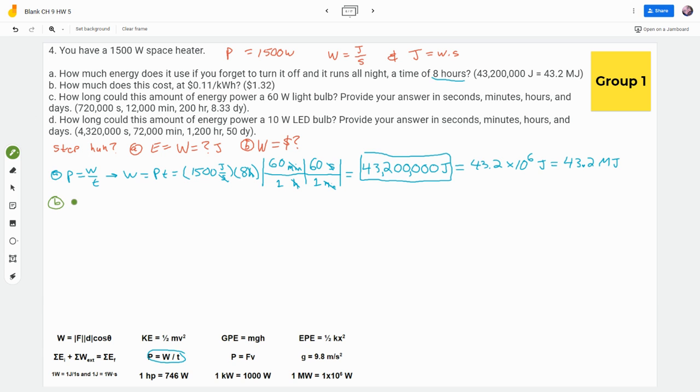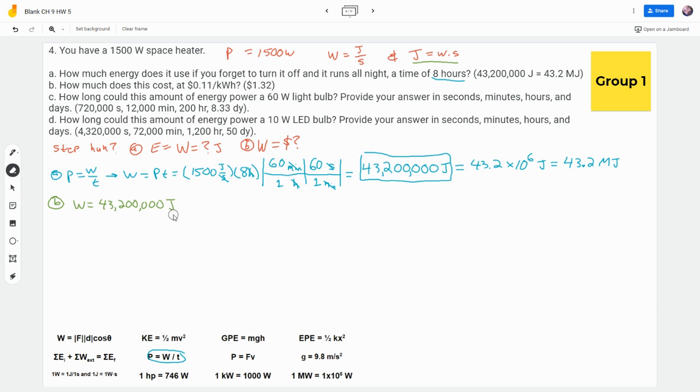So we actually already know what the work is. We know that the work is 43 million, I'll write it the long way, 43,200,000 joules. So that's true, but we have it in the wrong units because we have it in joules and we want it in units of money. So what are we going to do? Well, let's use this idea: a joule is a watt second.